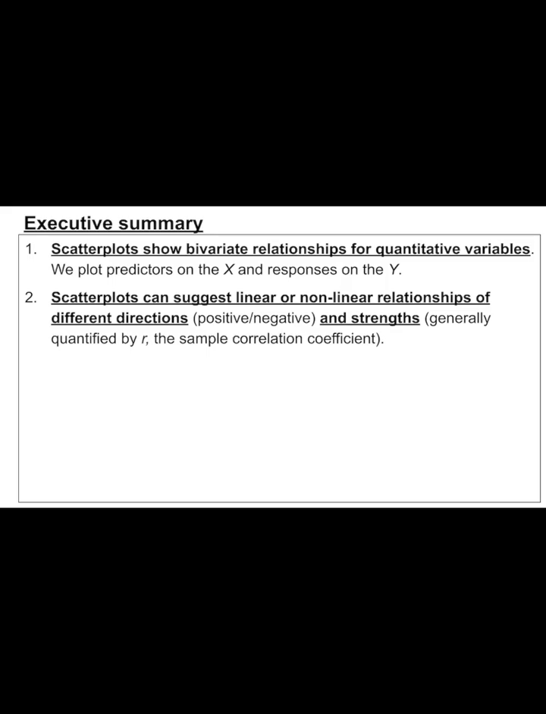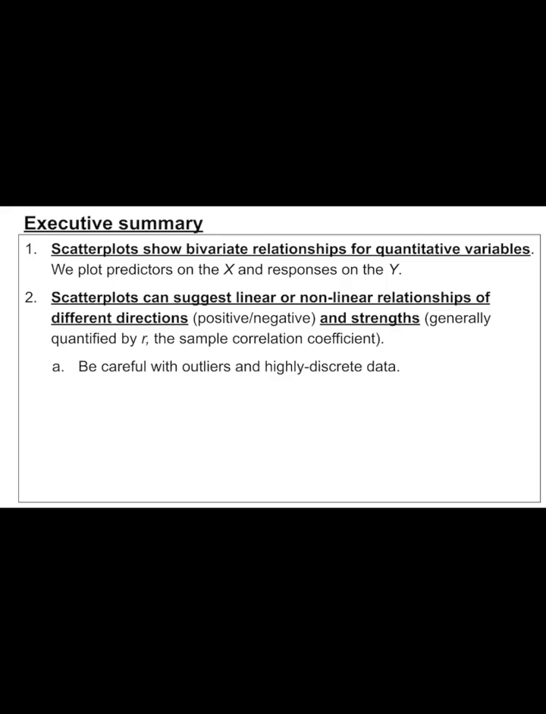So the direction of a scatterplot generally means what happens when you increase the value of your predictor variable. Does your response variable also increase, indicating a positive relationship? Or does it decrease, indicating a negative relationship? Strength we can generally quantify by r, the sample correlation coefficient, but we can also just assess this visually by looking and seeing, does there appear to be a clustering of points around sort of an imagined line, which we'll later learn to quantify using the regression slope, or is there more of a spread?